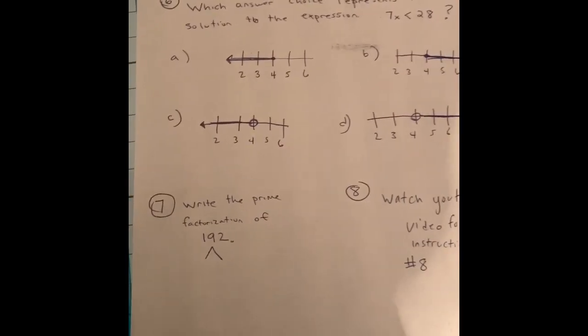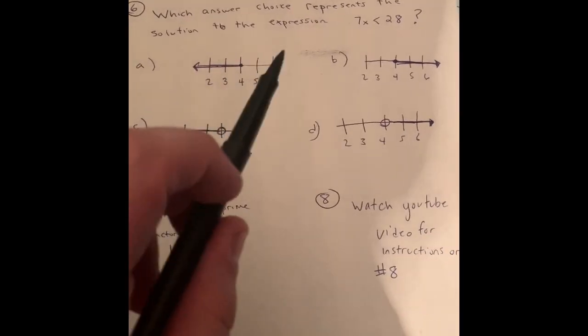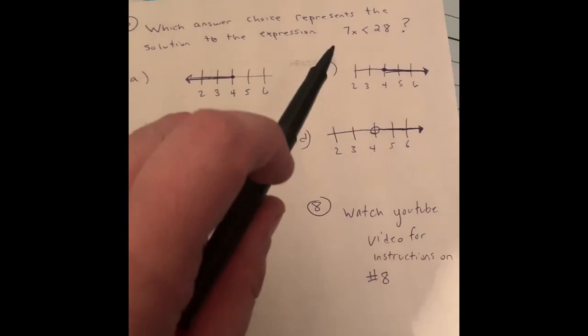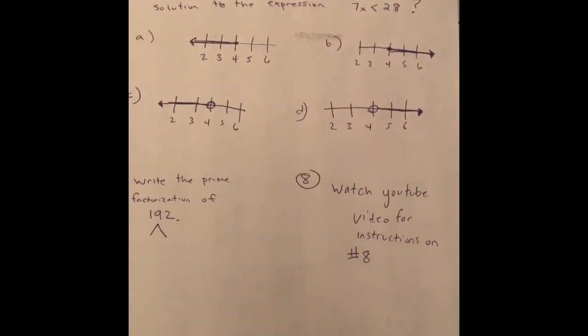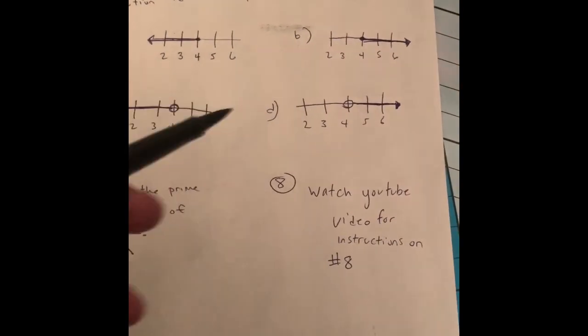Our next problem is number 6. Which answer choice represents the solution to the expression 7x is less than 28? So once again, we have to get x on a side by itself.